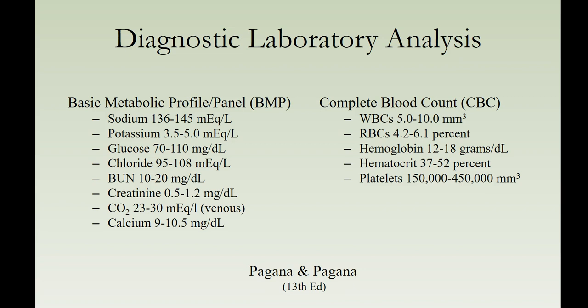BUN. What do you think of with your BUN? Kidney. You'll learn more about the BUN and the creatinine when you study renal. My values are kind of different. I do 10 to 20 for the BUN, but in my head for creatinine, I do 0.6 to 1.2 because it doubles. It's just easy for me. But Pagana has 0.5 to 1.2. So you will learn more about that.